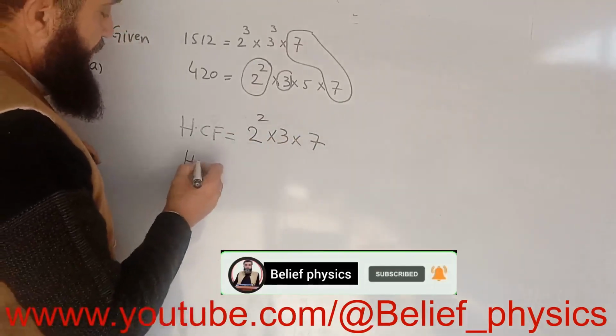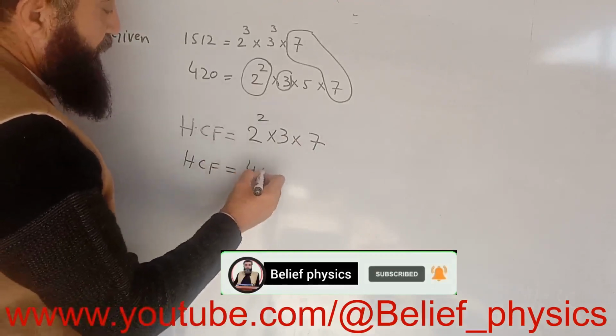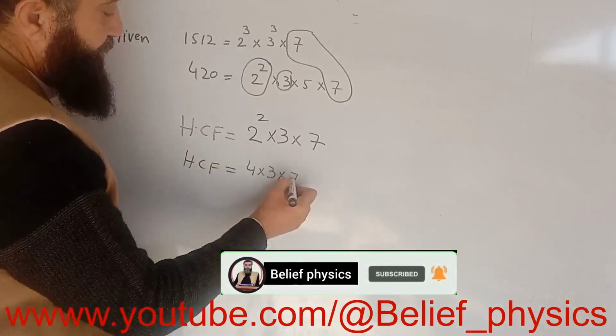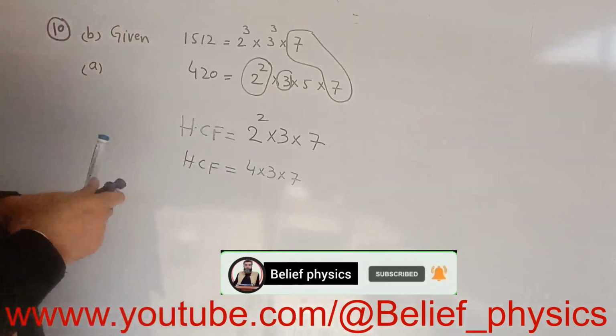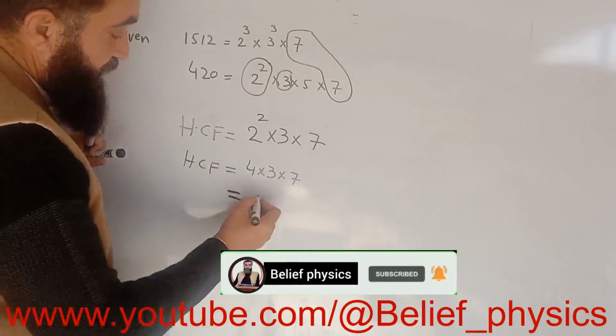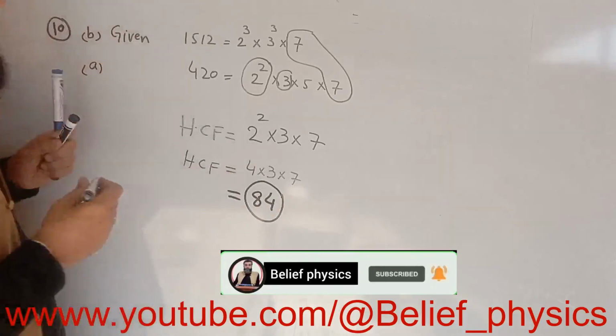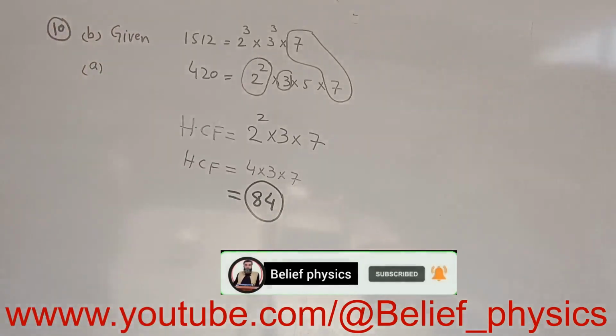Therefore HCF will be equal to 2 square into 3 into 7. 4 3s are 12, and 12 7s are 84. So HCF comes out to be 84. So 84 is the HCF of 1512 and 420. That's it.